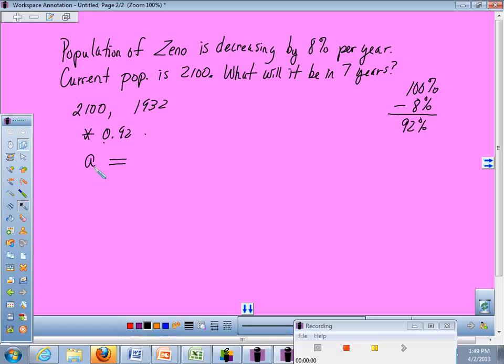Okay, right now, 2100 is the first term. It wants to know after 7 more years. So if I'm already on 1 and I go 7 more, 1 plus 7, it's going to be the 8th term I need to find, not the 7th.